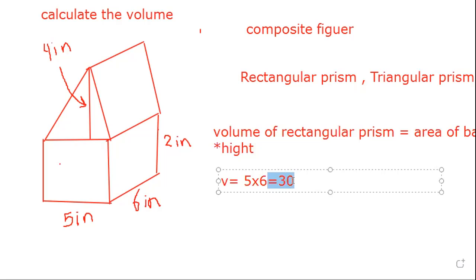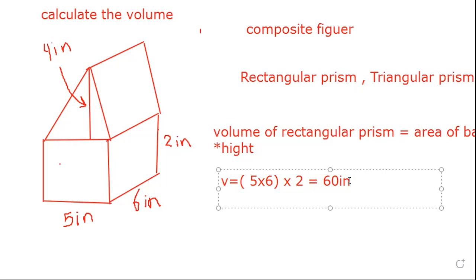Or we can say volume, we will replace the values. Area of base will be 5 times what, Ibrahim? Times 6. Times the height, which is here in this question? 2. Yes, 2. So it is 5 times 6 times 2. Then I have now 30 times 2, which equals 60. This is volume, so we have to say cubic inch, inch to the power 3.